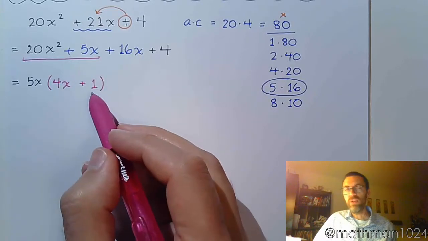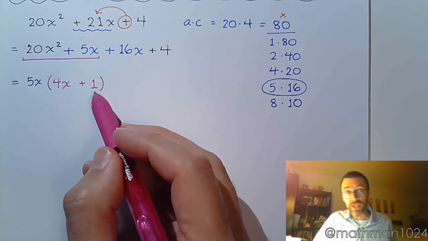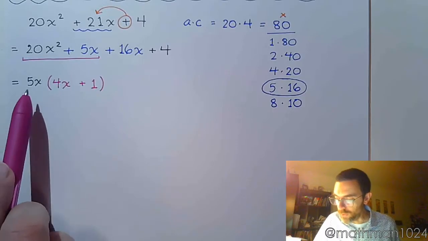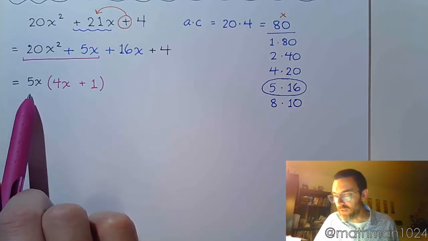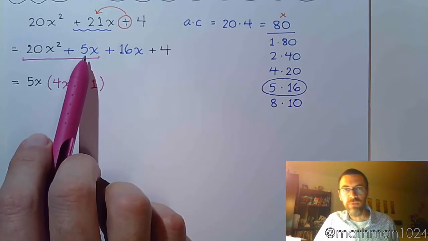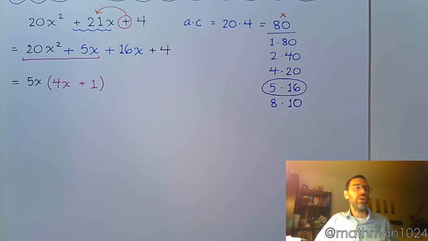Now you may say, but do we really need the 1? Yes, you need the 1 here, so that when you distribute, 5x times 4x is 20x squared, and then 5x times 1 gives you 5x. Without the 1, you wouldn't be able to get the 5x back.